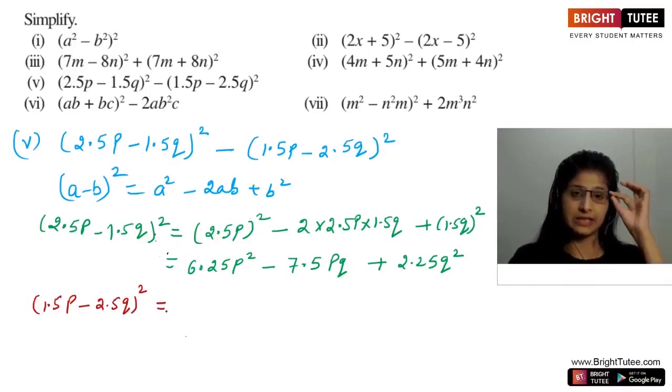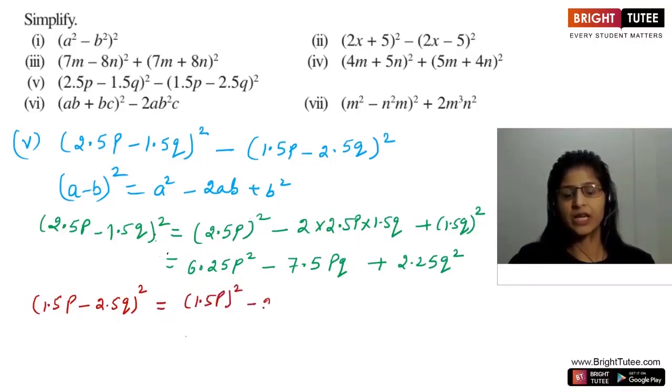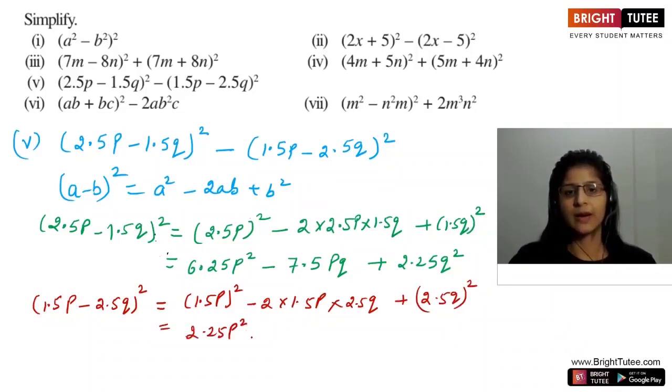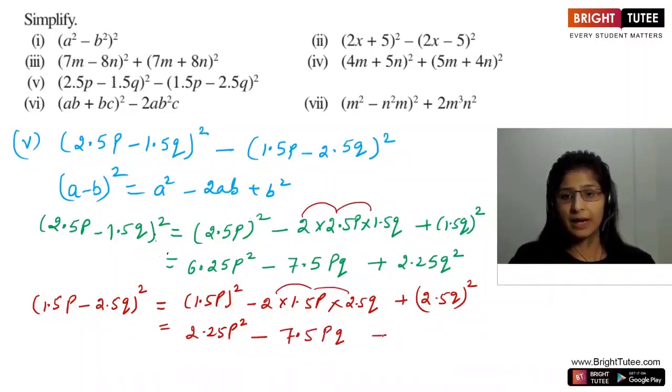So what we will get, just see here. 1.5p whole square minus 2 into 1.5p into 2.5q plus 2.5q whole square. So what are we going to get? Just see, 1.5 whole square is 2.25 p square minus these three terms are same that we multiplied here. So it is going to come as 7.5 pq, right? And then we have plus 6.25 q square.